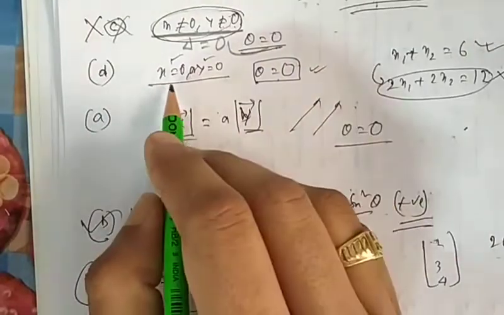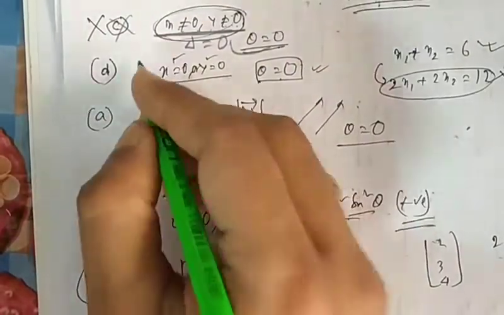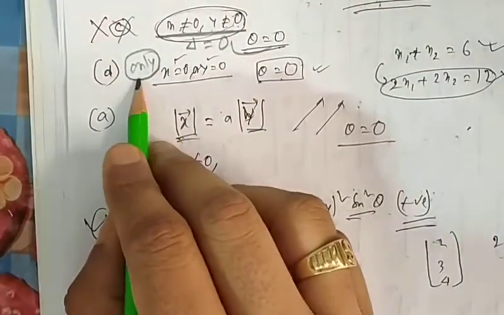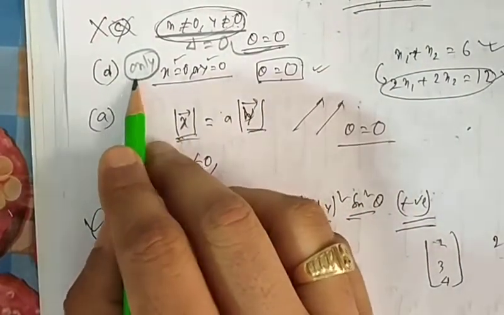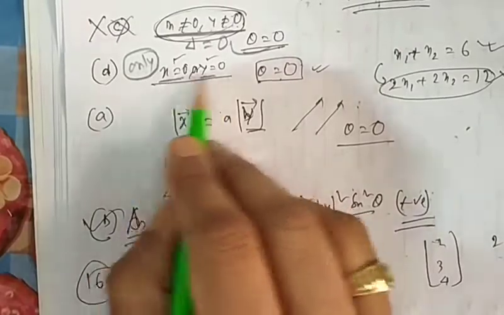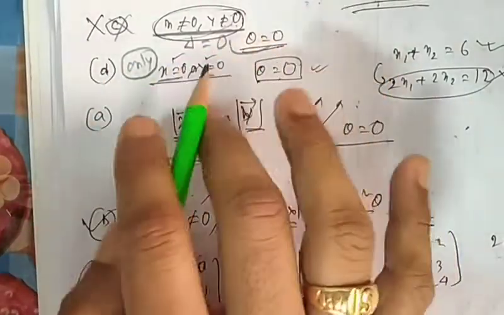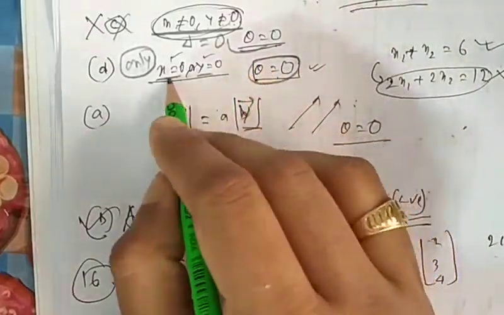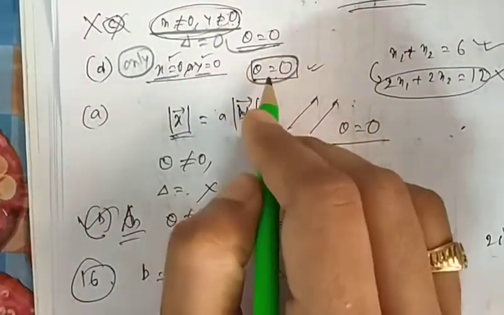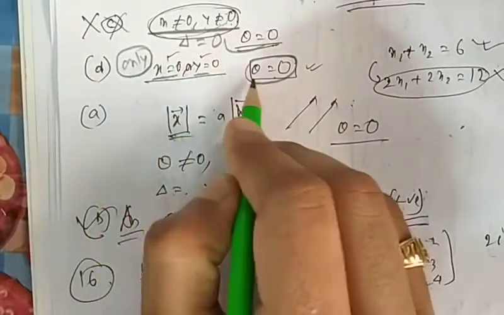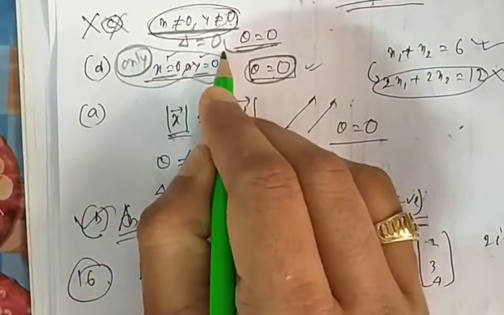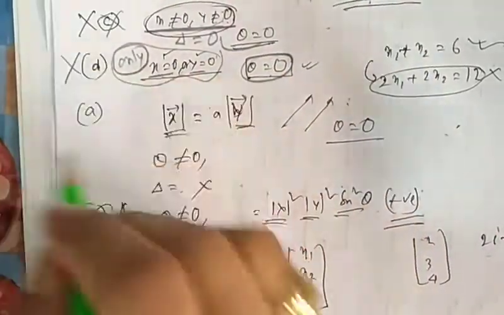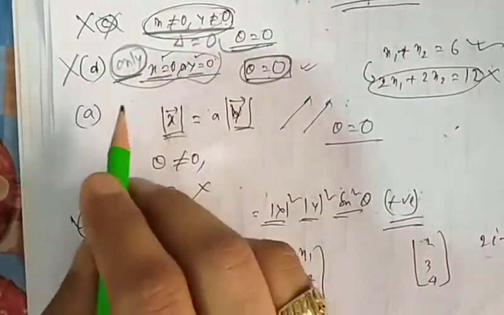Next we go for D. Is 0 only when? You focus on the word only. They are saying only when x and y are 0. If x or y is 0, then only it is 0; in other cases it will not be 0, they are saying. But we know there is another case. If theta is 0, then also it is 0. x and y are non-zero, but theta is 0, then it is 0. So they are saying only for this one it is 0, which is not true. This is also 0 for theta equal to 0. So again, this is not true. You focus on the word only.